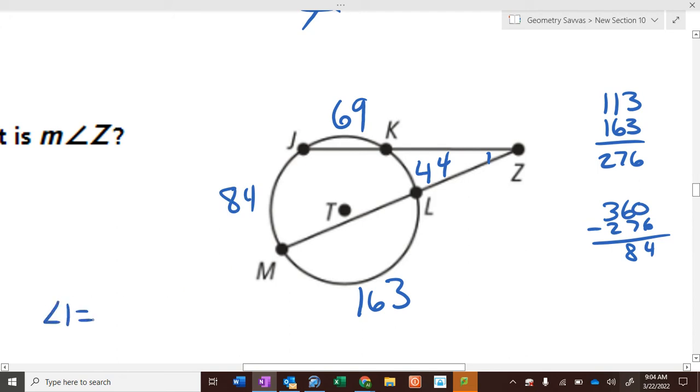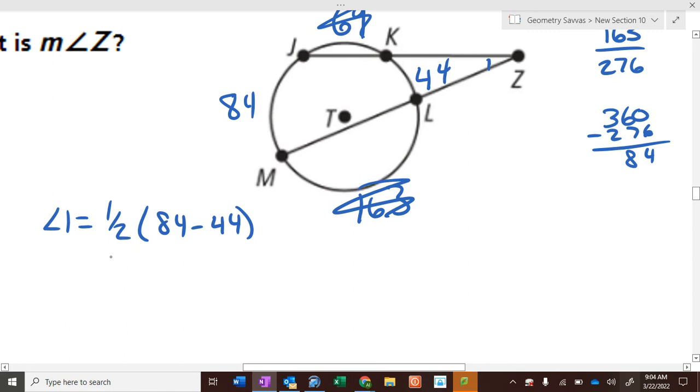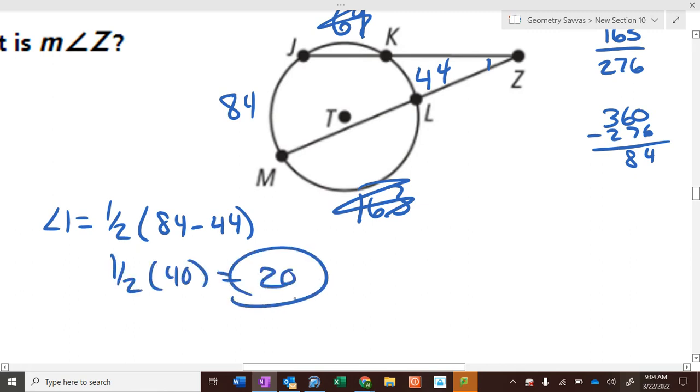So angle 1 equals 1/2 of the big arc. What's the big arc here? 84 minus the little arc of 44. Okay, we don't use this and we don't use this because we use the arcs that are inside the angle. So it's 1/2 of 40, which is 20.